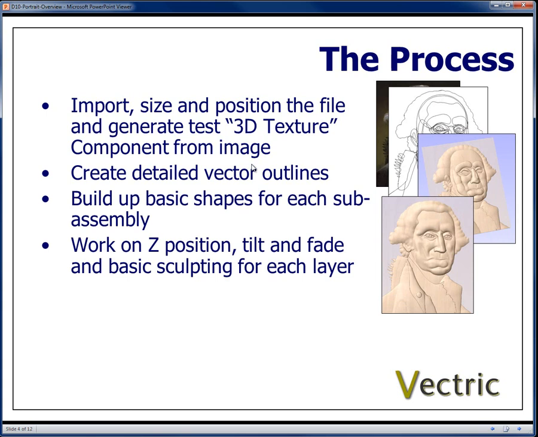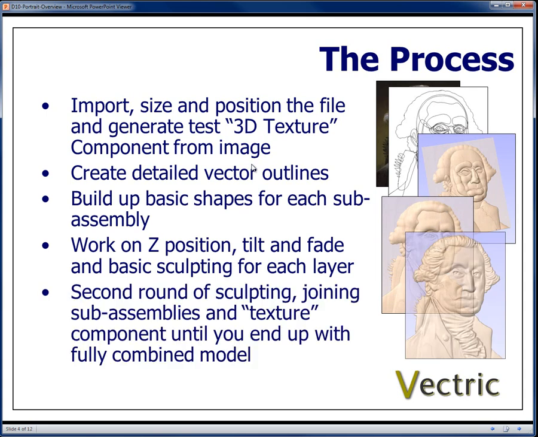We're going to then work on the Z position of those, the tilt and the fade, and adjust those and do sculpting for each of those layers, each of those components. Then we're going to do a second round of sculpting where we join those pieces together, sculpt them together, and then ultimately add a lot of detail by creating or sculpting the texture that we generated from the image and adding the two together.